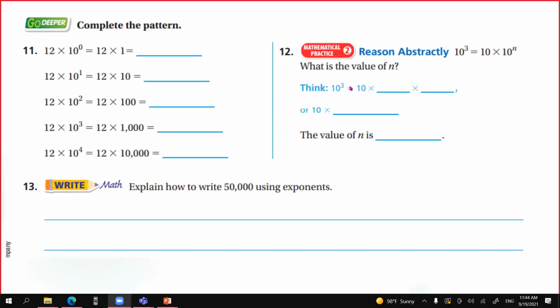So here we have 10 times 10 times 10, or you can say 10 times 10 to the power 2, because I repeated 10 here 2 times. So it's going to be 10 to the power 2. Look at this here. This is my equation, and after I solve it, what is the value of n? It's 2. Is it clear?